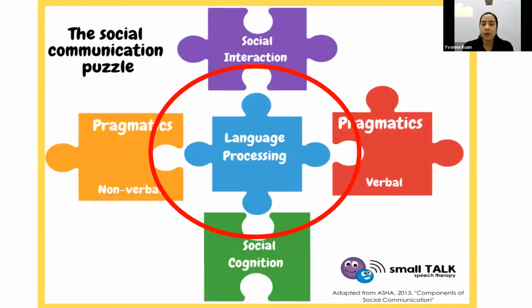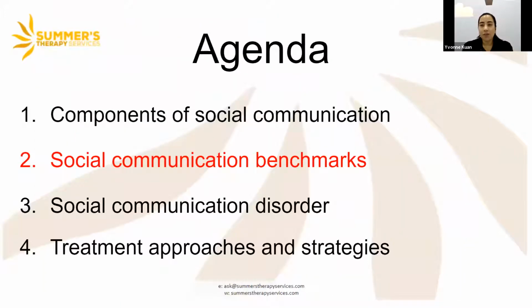Knowing what is the appropriate body language, that is also your language processing. Processing a person's facial expression, that is also how I'm processing non-verbal language, okay? So it is the key piece of your social communication puzzle, all right? And now we are familiar with the 4 components of our social communication skills: social interaction, social cognition, pragmatics, and language processing, okay? So now we'll talk about social communication benchmarks.